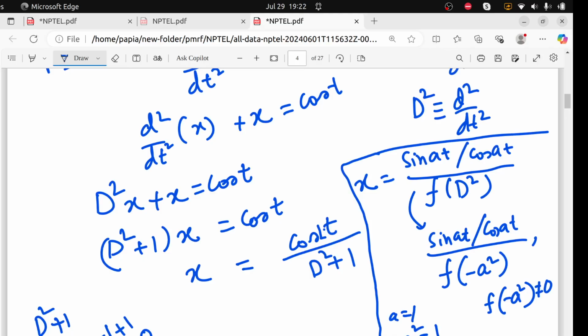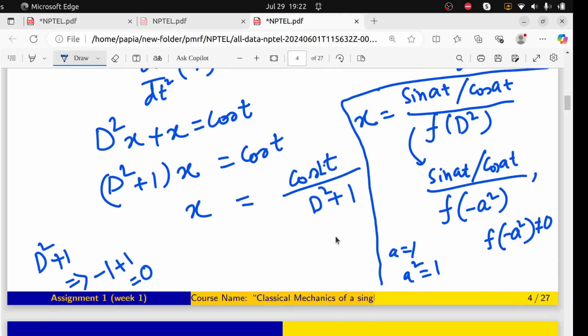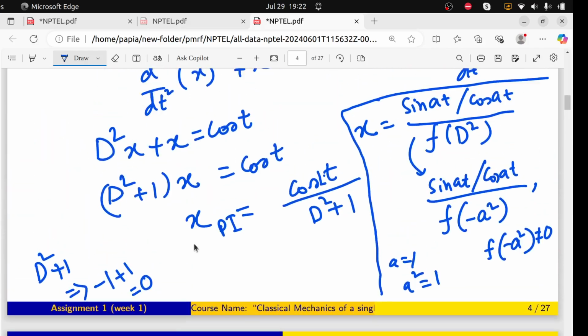Yes, ma'am. Okay. So x equals to, and this x is nothing but pi. Just remember, x pi equals to cos t by d square plus 1. Now I need to calculate this cos t divided by d square plus 1 solution. So for that, what I need to do?